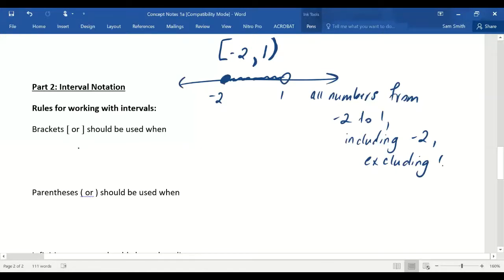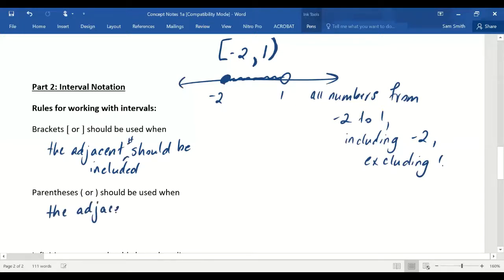All right. In general, brackets, which are these angular shapes here, should be used when the adjacent number, the number next to the bracket, should be included. Whereas parentheses should be used when the adjacent number should be excluded. You don't want to include it.